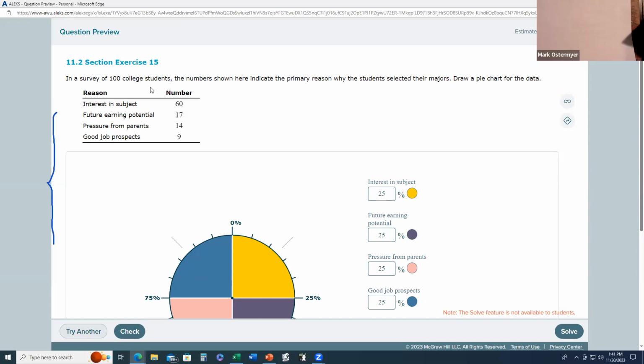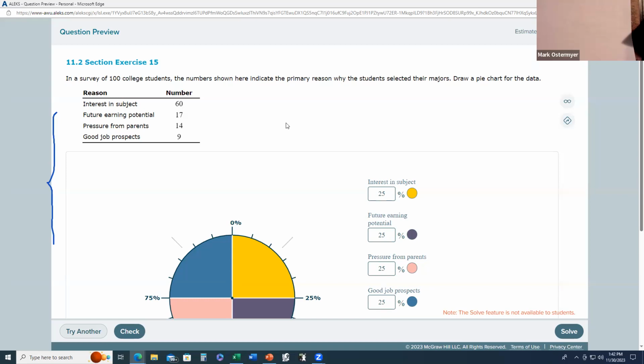In other words, if a college student could answer or check off more than one of these reasons, would you want to use such a data table to build a circle graph in that situation? The answer is probably what? Probably not. Do you agree? In such a situation, you'd probably want to build a bar graph instead.